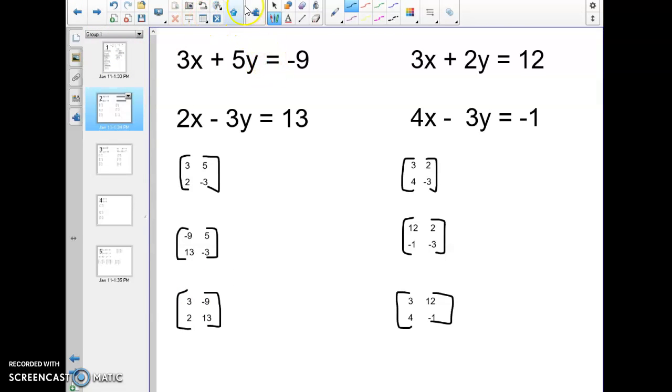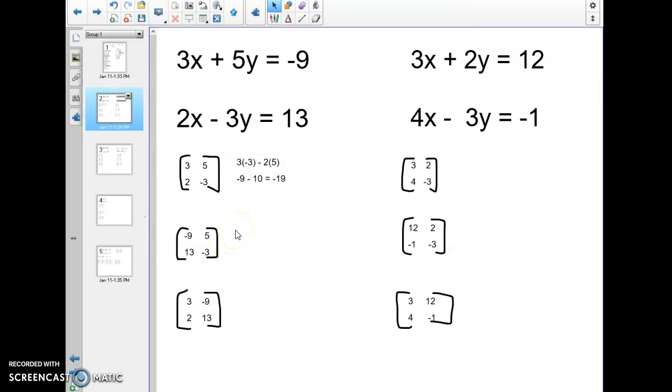Onto page 2. I have already put the matrices out. Now we're solving using Cramer's rule, and you do need to use Cramer's rule. We're multiplying diagonally. So it's 3 times negative 3 minus 2 times 5. Negative 9 minus 10 is negative 19.